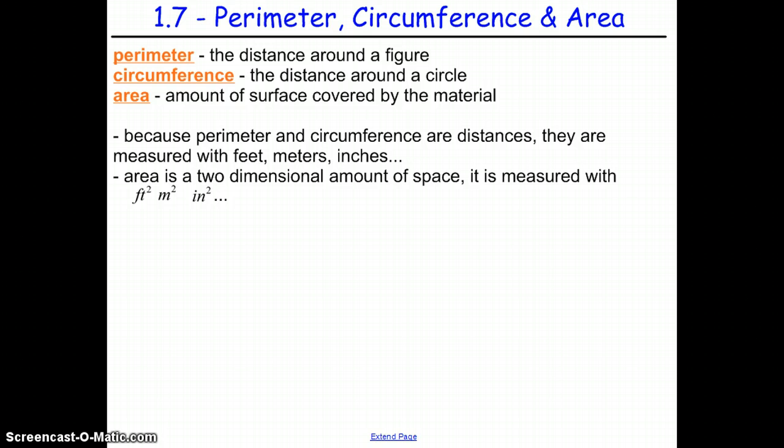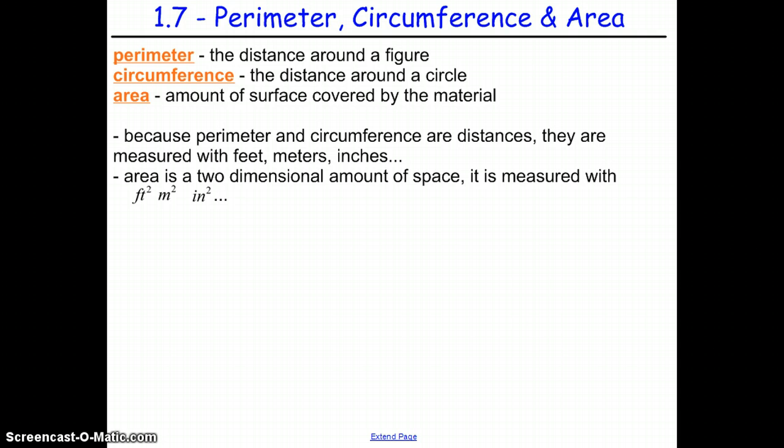It's just that we're talking about circles. It's the distance around a circle. There's a specific formula for that, but perimeter and circumference are essentially the same thing. We just use circumference when we're talking about a circle. It's different than a polygon, so it has a different term.